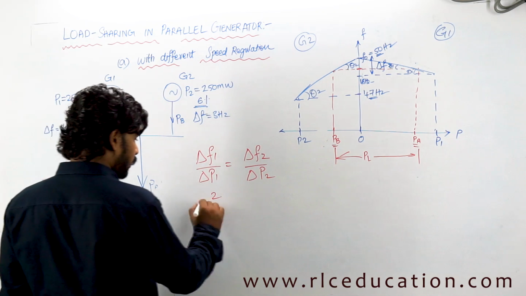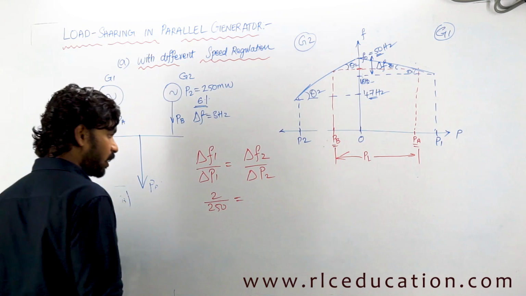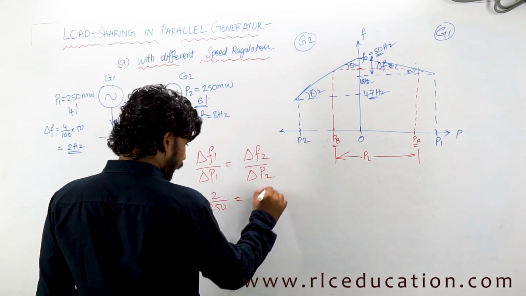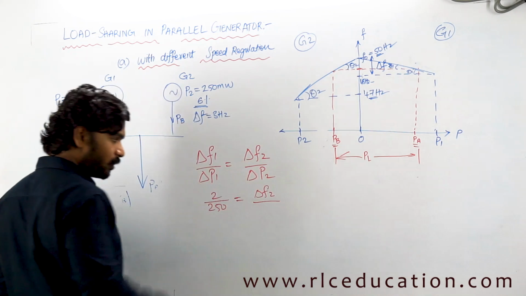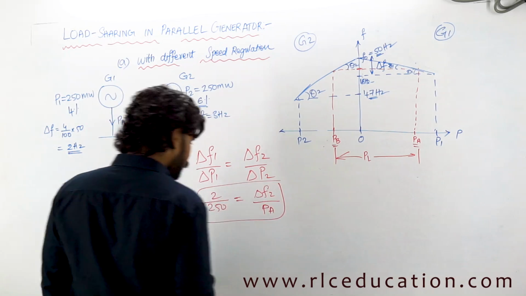So what is the no load to full load change in frequency? 2 Hertz for the first generator. What is the no load to full load rating for the first generator? 250, that is nothing but its rating. Now this is from no load to the required frequency, which I don't know, delta F2. This is no load to the required power. What is the required power supplied now? PA, isn't it? So now I got PA.